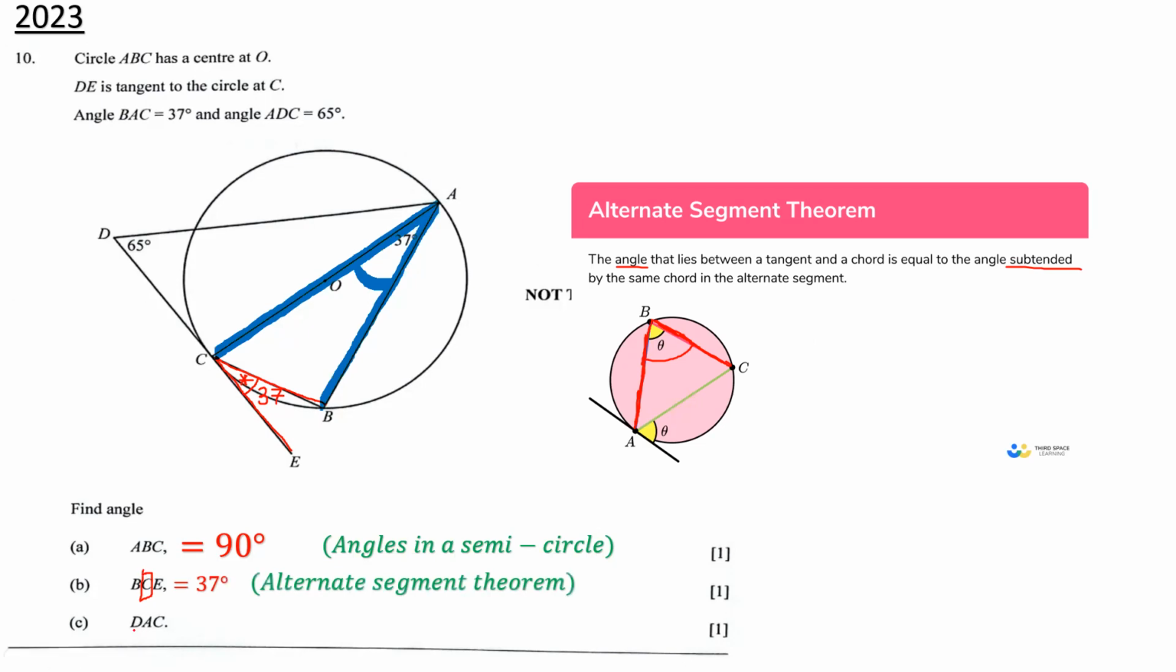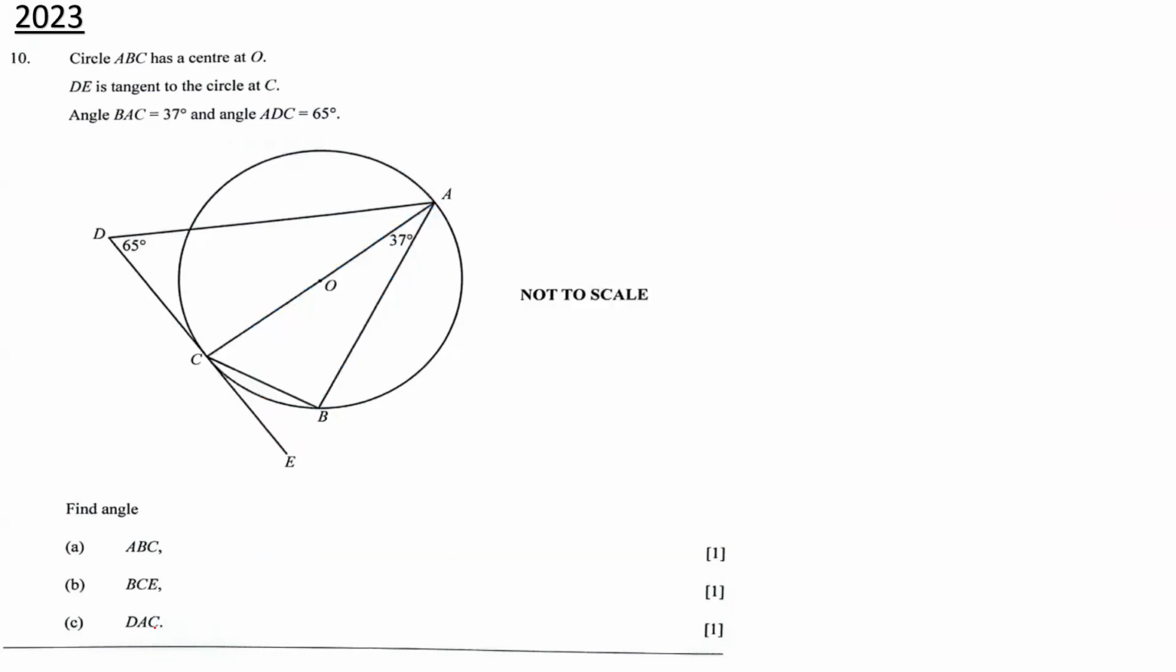Here we have angle DAC. Remember, sorry, A is the one that is in the middle. So since A is in the middle, we're going to put a point at A. And then we're going to put a point at D because D is also there, and we're going to put a point at C.